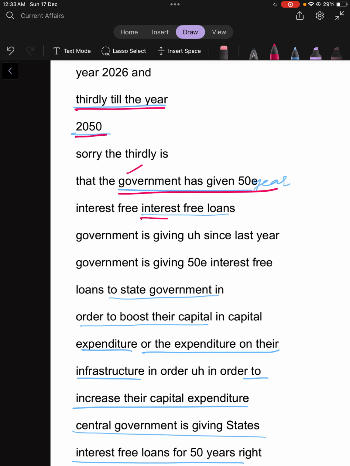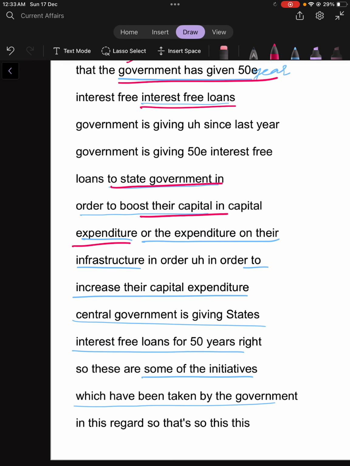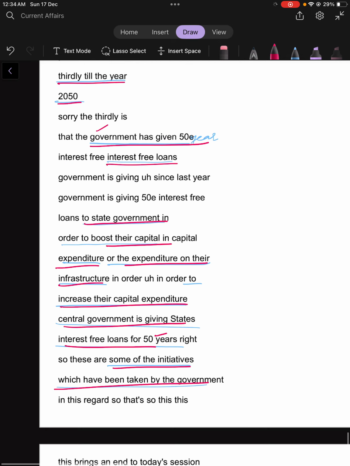So what has the government done for the states to finance them? The government has given 50-year interest-free loans to the state governments in order to boost their capital expenditure, or the expenditure on their infrastructure. To increase capital expenditure, the central government is giving states interest-free loans for 50 years. These are some of the initiatives that have been taken by the government.